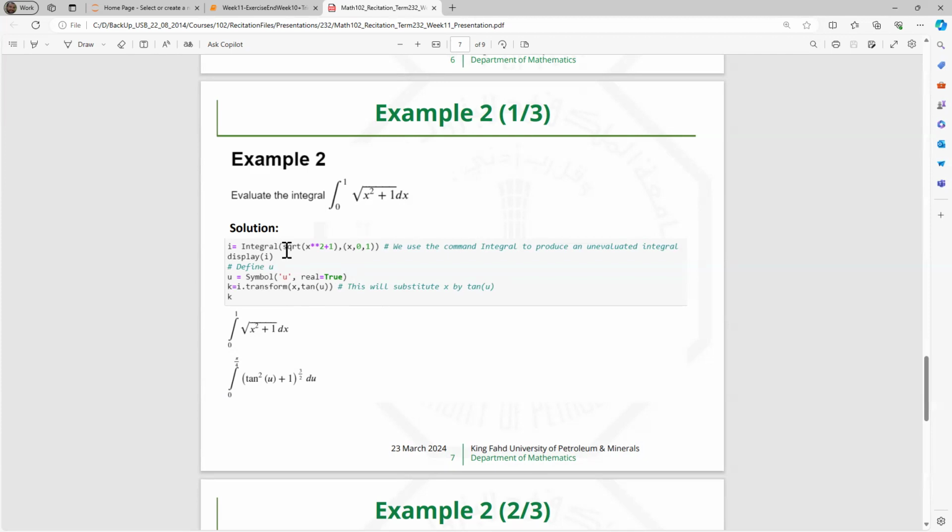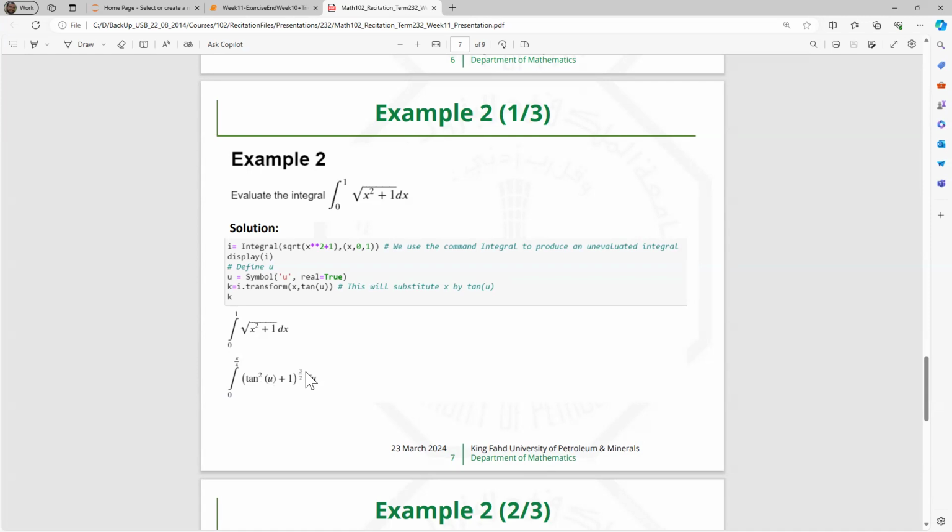We are defining I as the integral of the square root of x squared plus 1 from 0 to 1. Then in I, we substitute x by a new symbol u, with tan u equals x. So we'll transform the integral I using the transform command, and x will be substituted by tan of u. So instead of the square root of x squared plus 1, we'll have the integral from 0 to pi over 4 of tan squared plus 1 to the power 3 over 2.